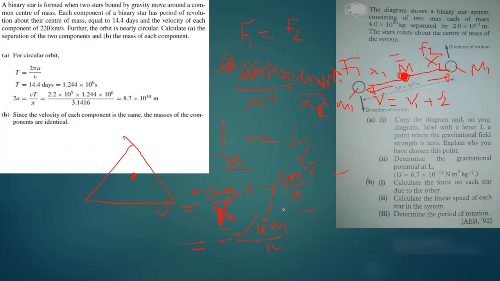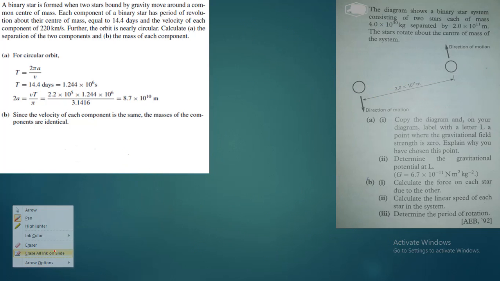So 2 is a constant, G you have been given here, m you have been given, the mass of each of them, which is 4 times 10 power 30. x we have already said is at the center, so it is half of the total distance between the two, which is 1 times 10 power 11. Put in the numbers and you are supposed to get the answer as negative 5.36 times 10 power 9 joules. This is potential, joules per kilogram.